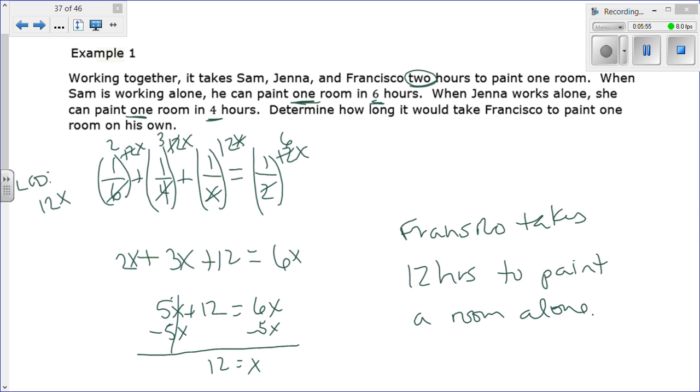Well, we're only talking about one room, so that's the numerator. The denominator is the time that it takes them to paint the room. So my first person was Sam.